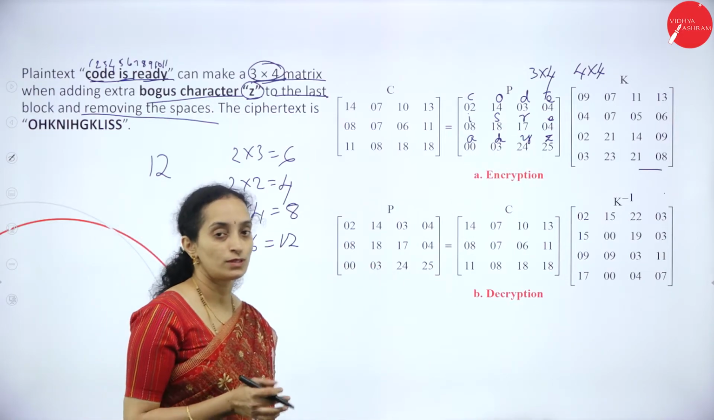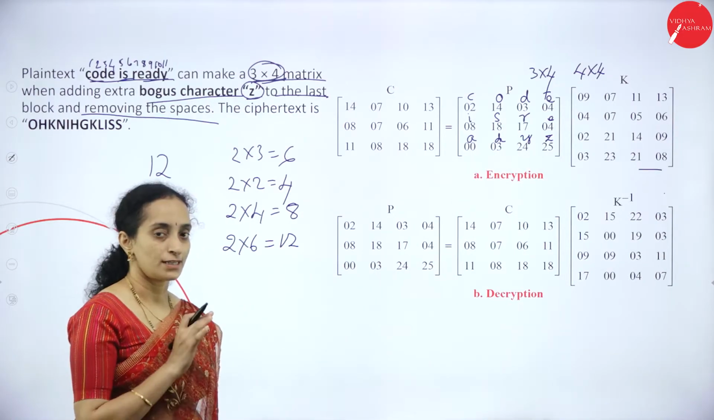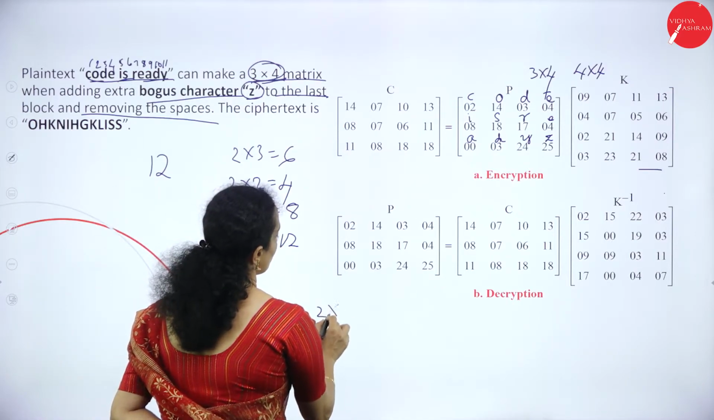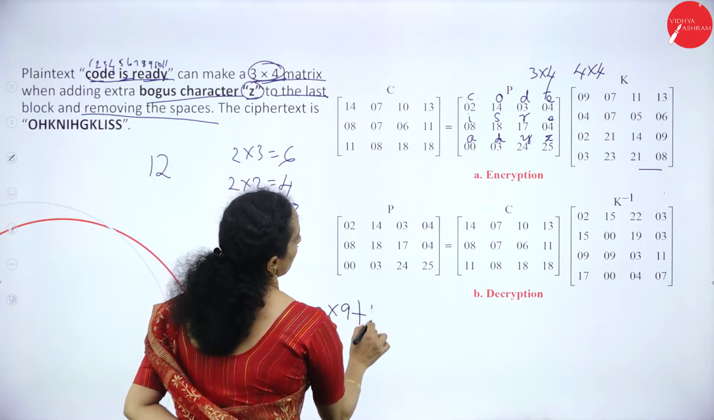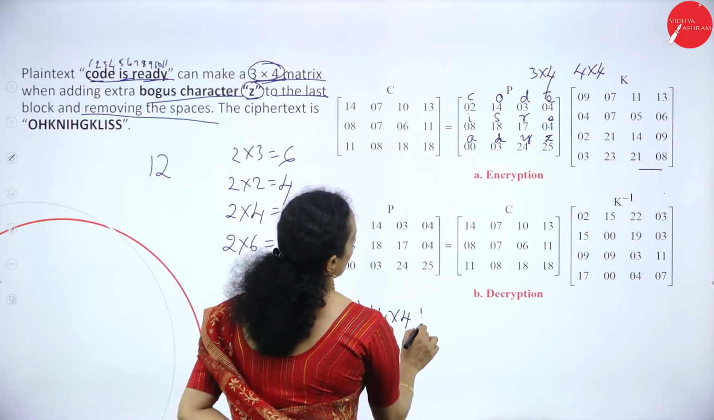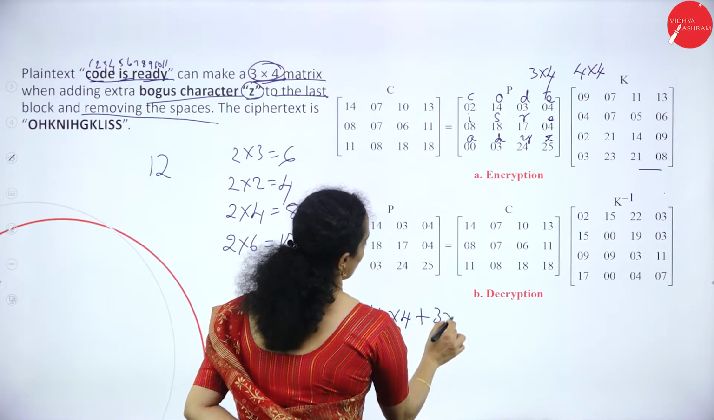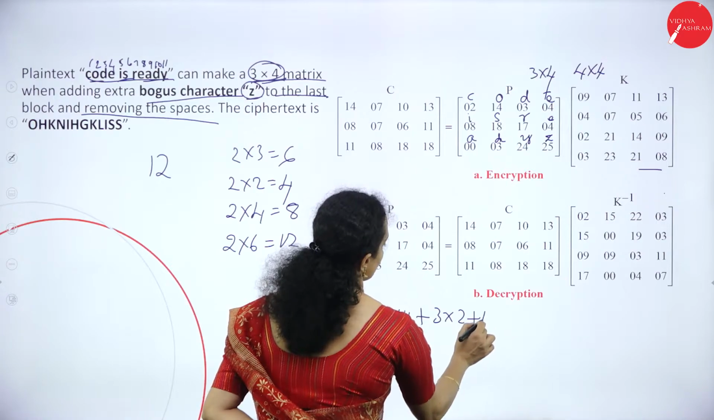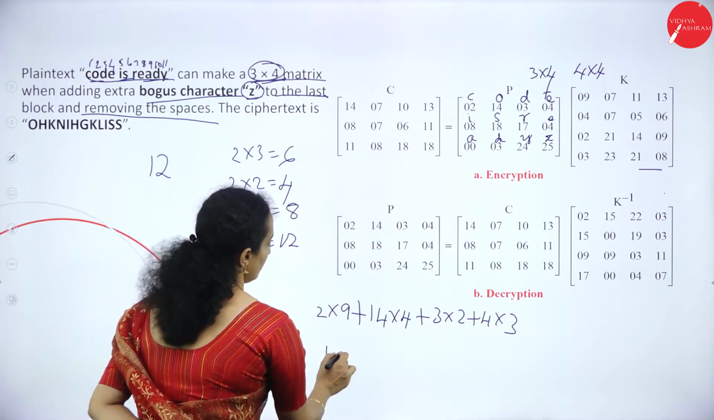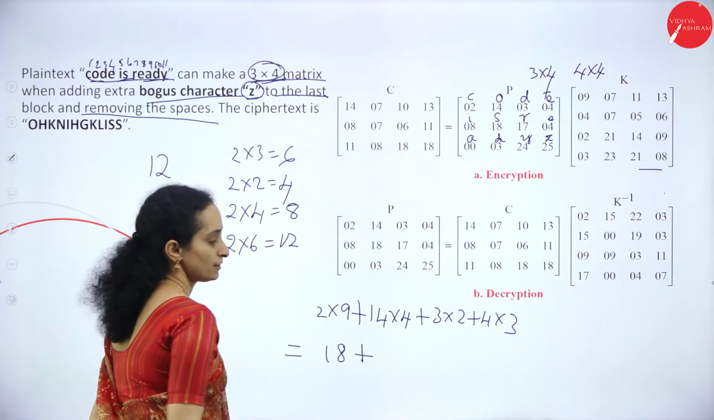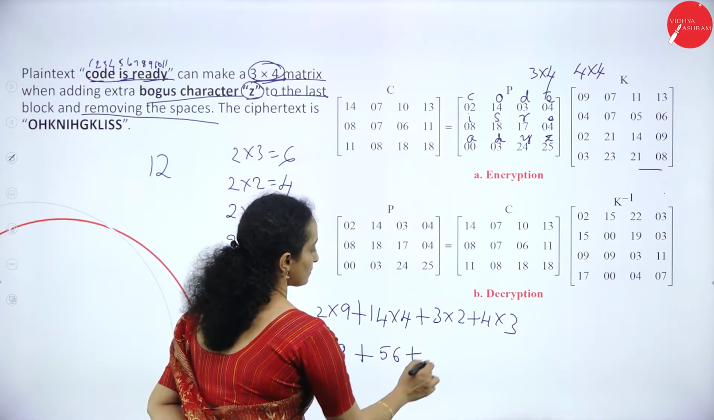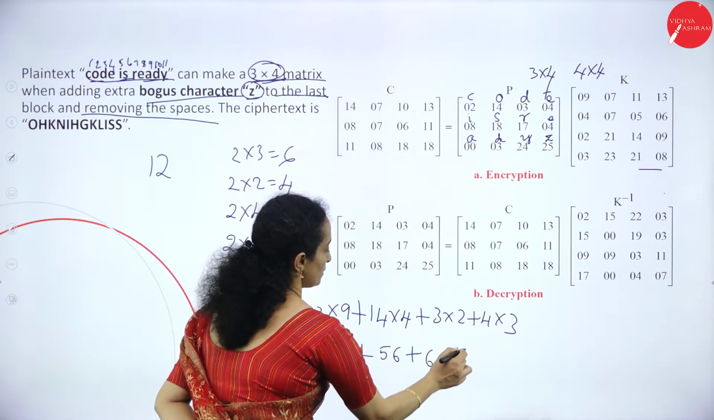We have to do the multiplication operation on the matrices. Matrix multiplication will carry 2 into 9 plus 14 into 4 plus 3 into 2 plus 4 into 3. How much will you have? You will have 18 plus 56 plus 6 plus 12.